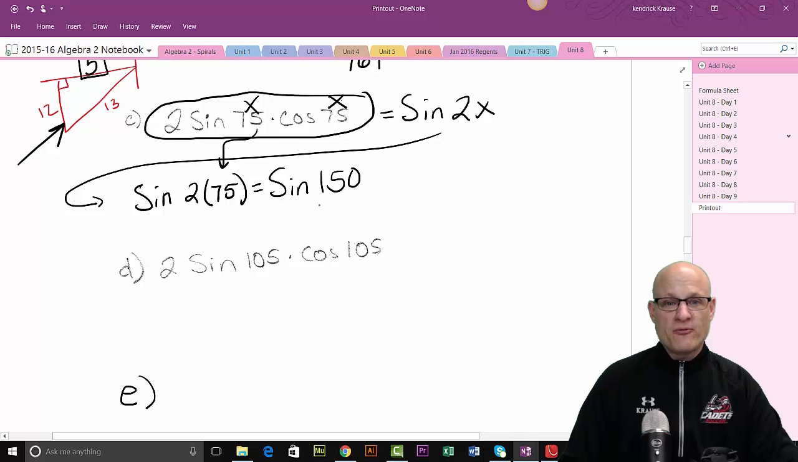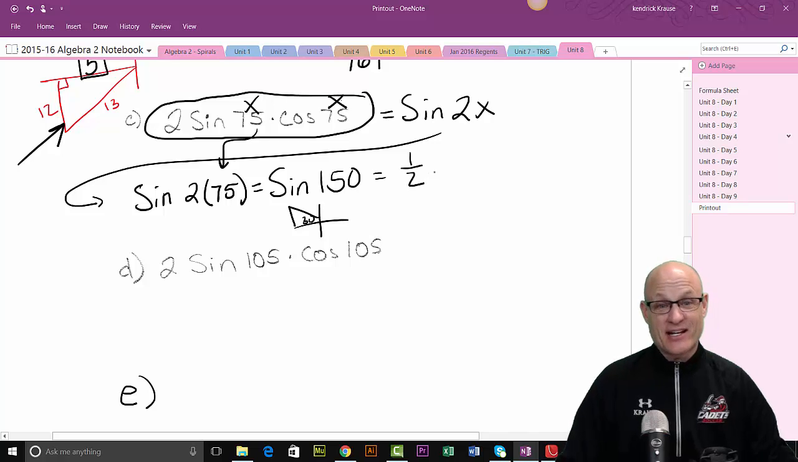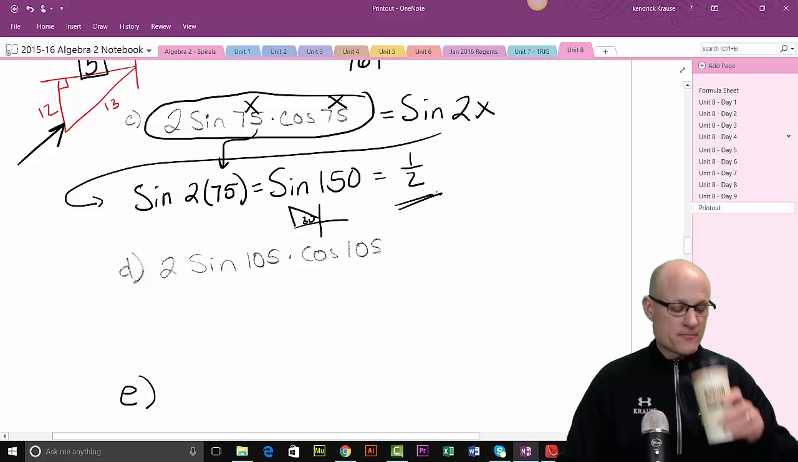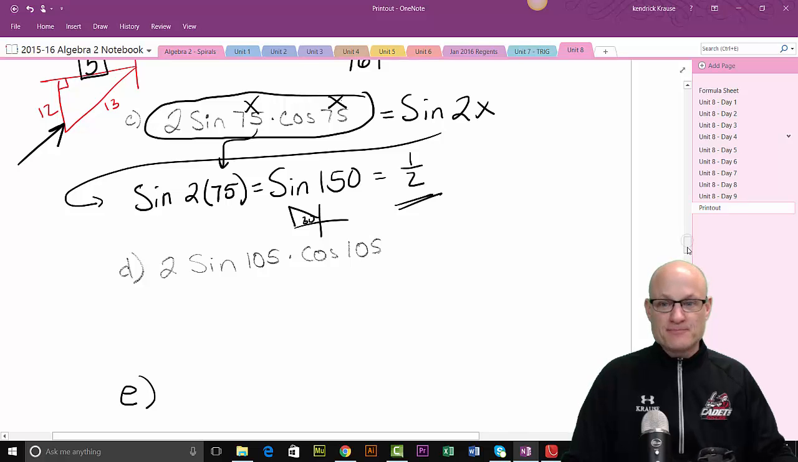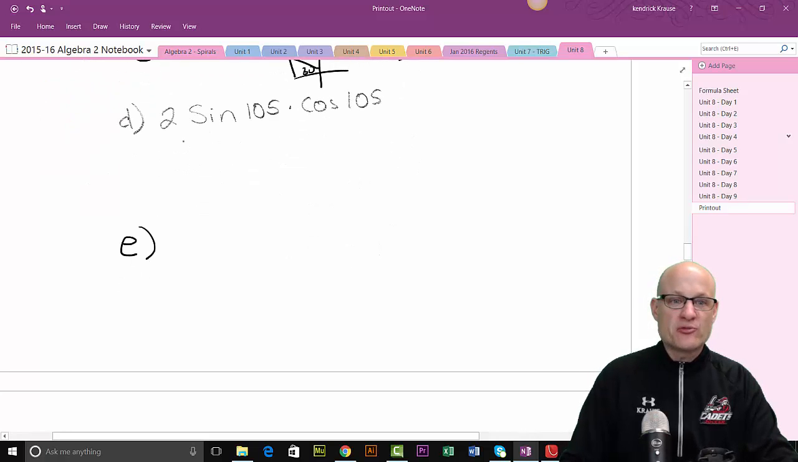150 is in the second quadrant. It has a reference angle of 30 degrees, so it's equal to 1/2. And since sine is positive in the second quadrant, this is positive. I'm giving you time. You should be hitting pause. Can you do this one?